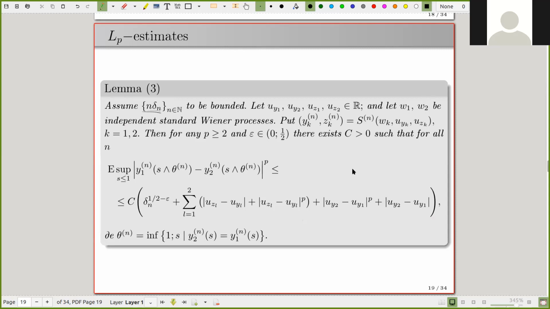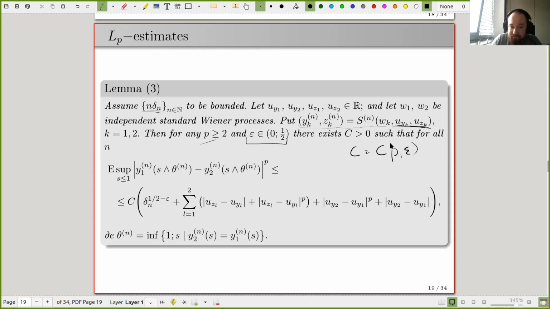We have 2 standard Wiener processes. We consider just the splitting obtained by using these Wiener processes and these new start points. And then for any p and any fixed epsilon, there is c, which depends on p and epsilon, such that the divergence between these stochastic parts of the splitting up to the moment s, when we stop them at the moment they meet, can be estimated with this expression. Here is a strange term, but again, it is sufficient for our needs.